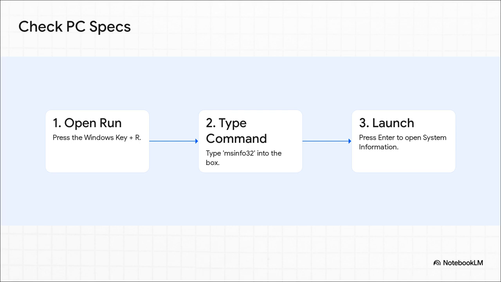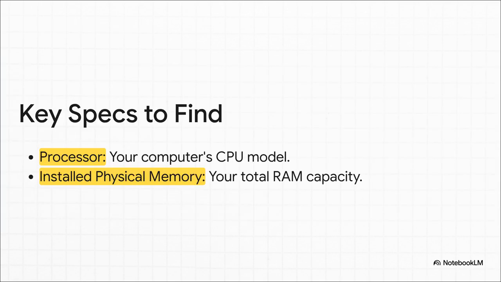In that box, just type msinfo32. That's msinfo32, and hit enter. This command gives you a backstage pass, pulling up a detailed report on all the components we've just talked about. So once that window is open, you can easily find the stars of the show.